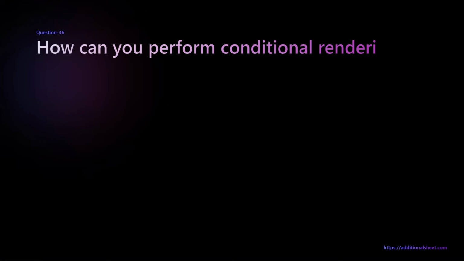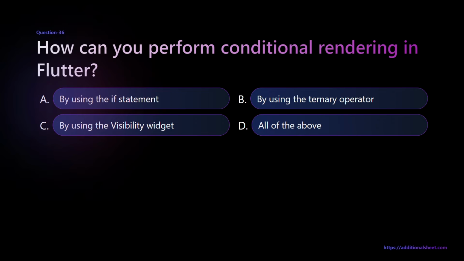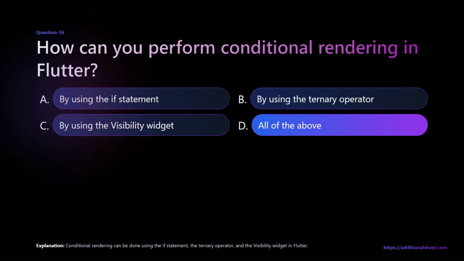How can you perform conditional rendering in Flutter? Option A, by using the if statement. Option B, by using the ternary operator. Option C, by using the visibility widget. Option D, all of the above. The correct answer is option D, all of the above.